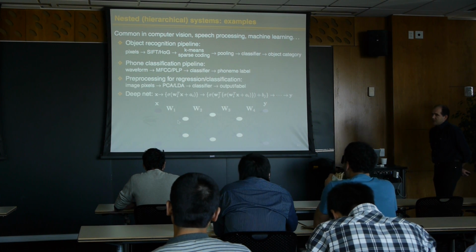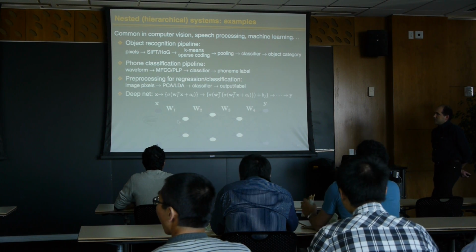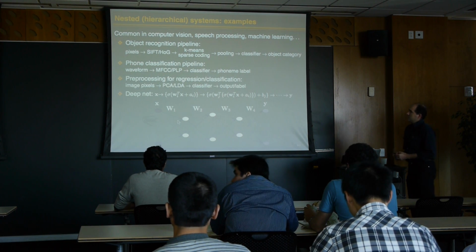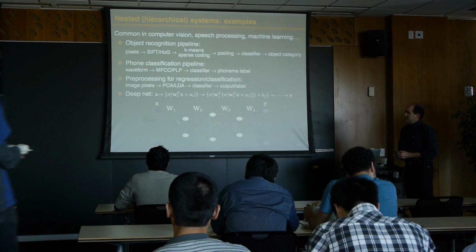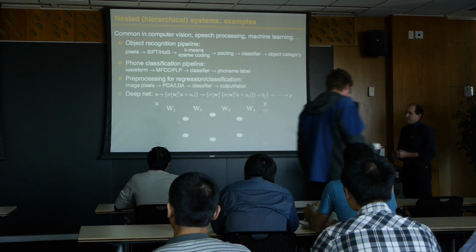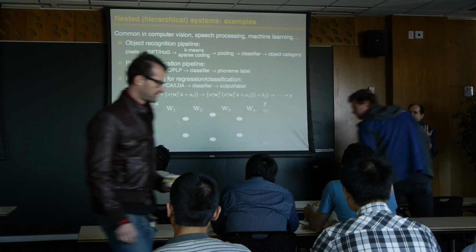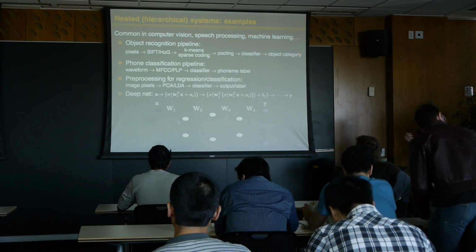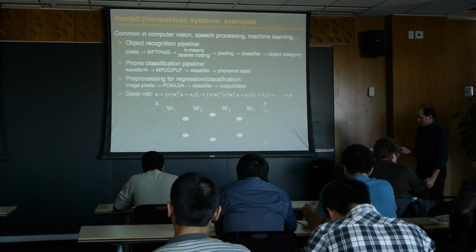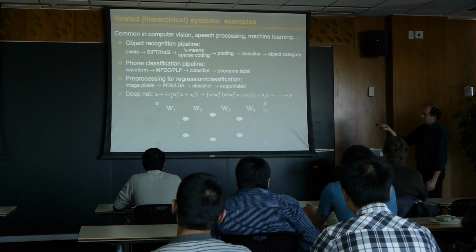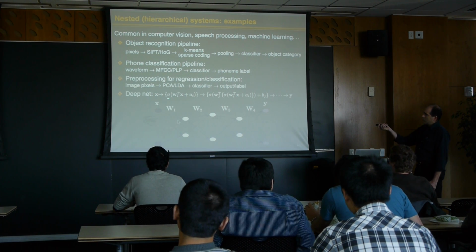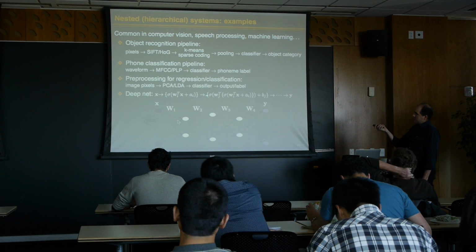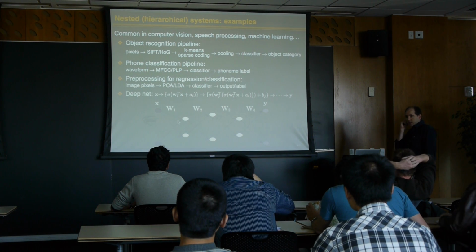In speech, you may have a phone classification pipeline, which works similarly. You have some features that you extract, such as MFCCs, and eventually there is some kind of classifier. In machine learning, we also have similar things for regression or classification, where you take your input and then you apply to it some kind of processing, such as PCA, to reduce the dimension, and then after that you apply a classifier, for example. Another example are deep nets, where you start from a given input, then you apply to it a linear layer followed by a nonlinearity, like a sigmoid. Then to the output of that, you apply again another linear layer and a sigmoid, and so on until you get the output.